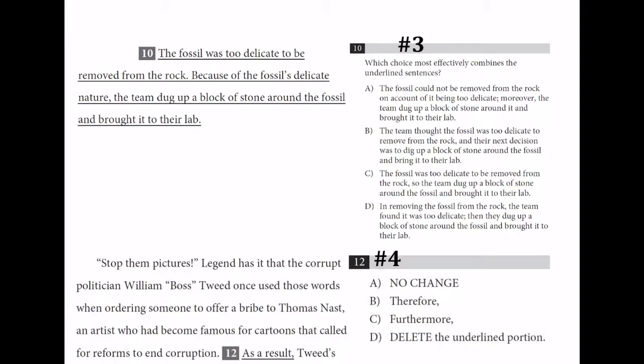Number 10, which choice most effectively combines the underlined sentences? So let's read these two sentences. The fossil was too delicate to be removed from the rock. Because of the fossil's delicate nature, the team dug up a block of stone around the fossil and brought it to their lab. So we're repeating this phrase, the fossil, which is unnecessary. And the key idea in these two sentences is the cause-effect relationship between the condition of the fossil, being very delicate, and the decision that the team made as a result. Keeping these things in mind, C is the best answer. The fossil was too delicate to be removed from the rock, so the team dug up a block of stone around the fossil and brought it to their lab.